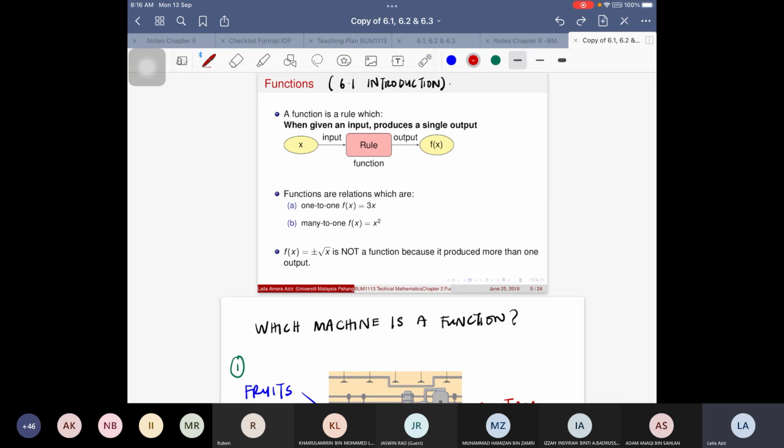Tapi other than that, in terms of calculation, in terms of lukis graph and so on, tu adalah benda yang you dah pernah tengok sebelum ni. Okay, let's start with the introduction part. So 6.1 ni adalah introduction.